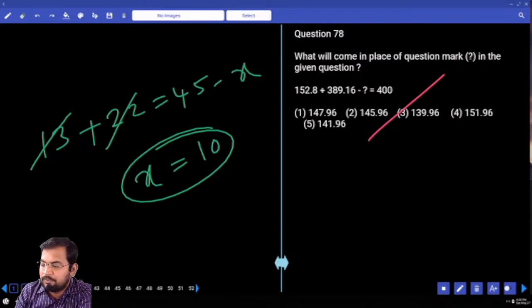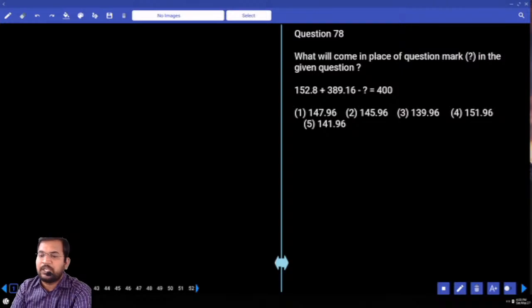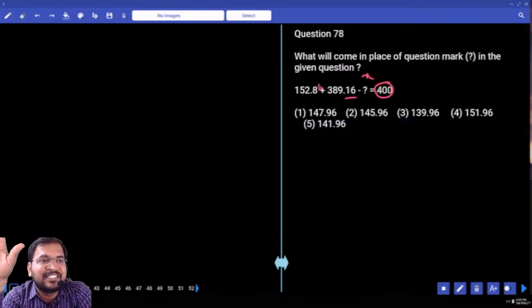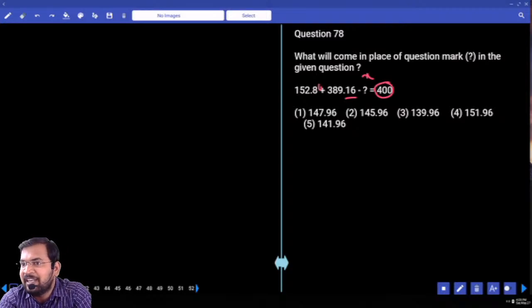Next, 152.8, 0.80, 0.16. Our answer ends with 0.96, and all the options end with 0.96 only. So that is the reason we don't worry. 400 is there here. Forget about decimals. Decimals are automatically 0.96 only. Are you clear?